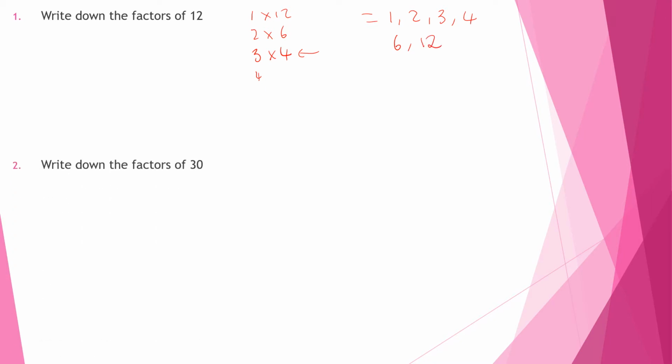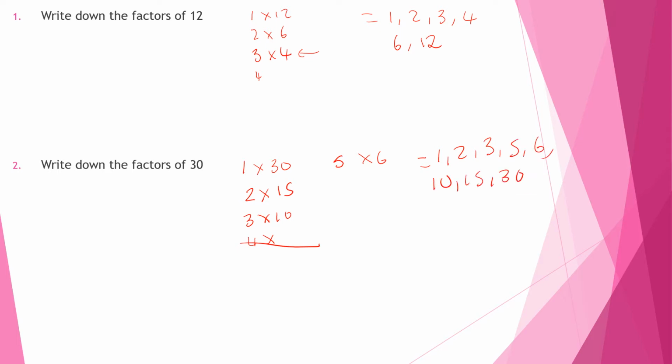The factors of 30, so we can do 1 times 30, we can do 2 times 15, 3 times 10, we can't times anything by 4, that won't get us 30. We can do 5 times 6, and then we're back again to 6 times 5. So 1, 2, 3, 5, 6, 10, 15, and 30.